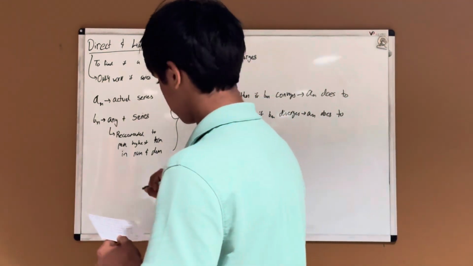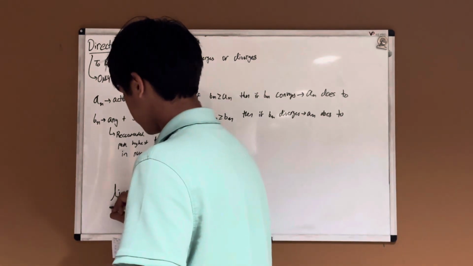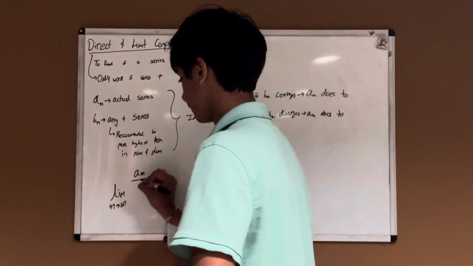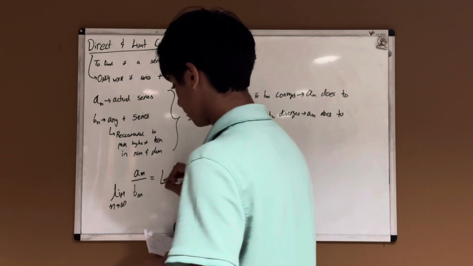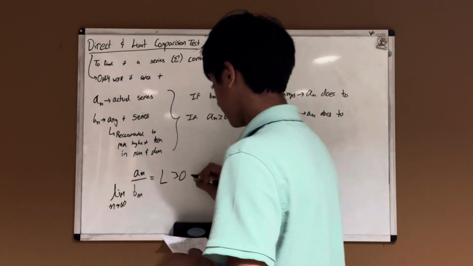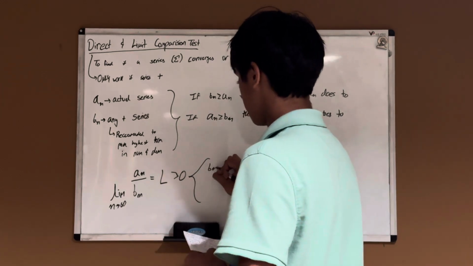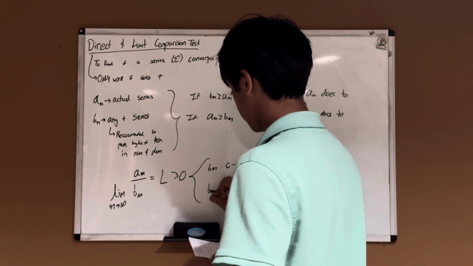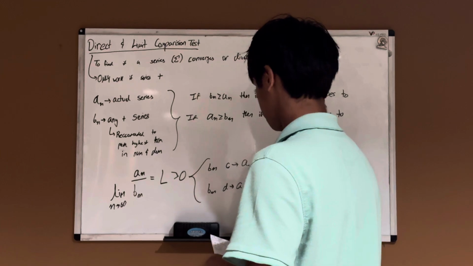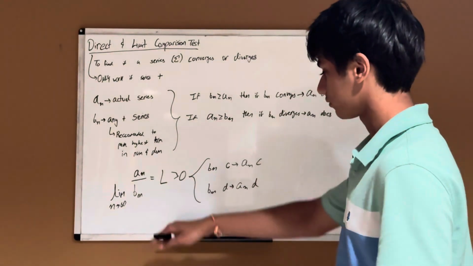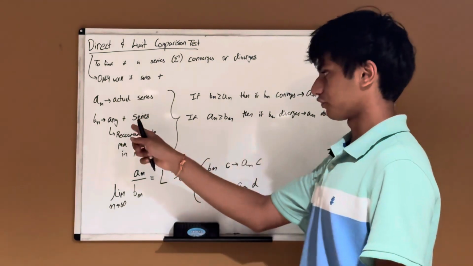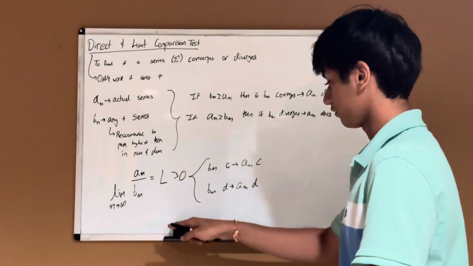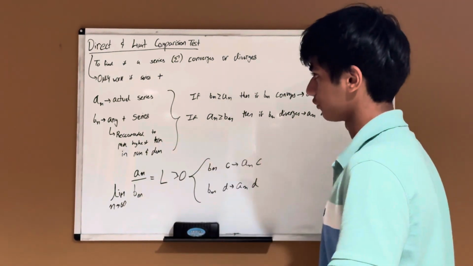Now limit comparison. Limit comparison says that if the limit as n approaches infinity of a of n, the original series, divided by our picked series b of n, is some constant number L greater than 0, then we get another case. If b of n is convergent, then a of n is convergent. Similarly, if b of n is divergent, a of n is divergent. So just to reiterate, for the limit comparison test, we divide the original by our chosen series, and if it's a number L greater than 0, then if b of n is convergent, a of n is convergent. If b of n is divergent, then a of n is divergent.